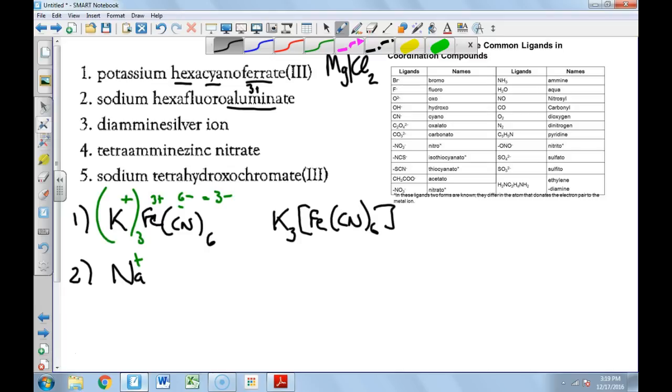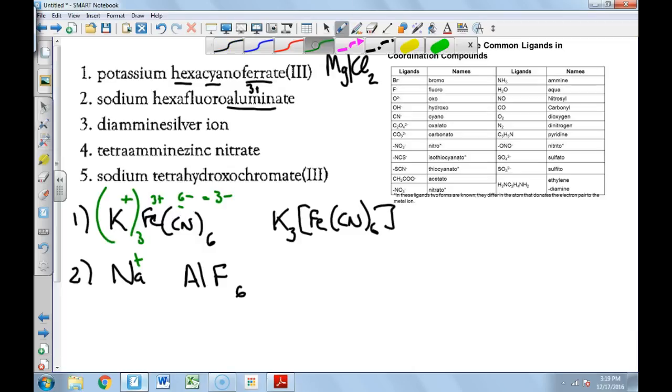Okay, so hexafluoroaluminate. Again, it's named backwards, so I'm going to start here and write it from the backside. So hexa 6, fluoro is F, and then aluminate is this. Now notice there's no parentheses in here. When you have just one element, you don't put parentheses around it. Up here we did because it's 2 elements in that ligand.